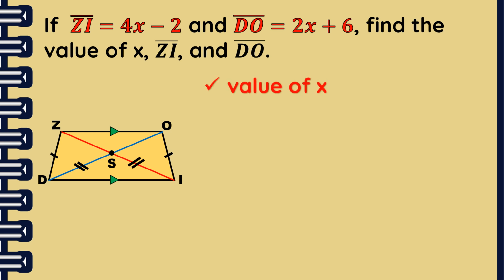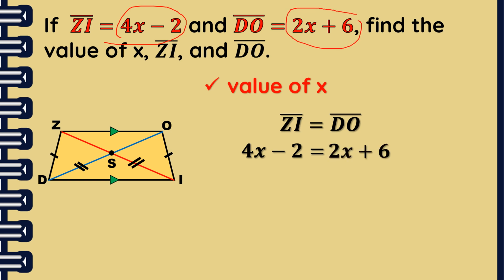We now solve for the value of x. Based on the given, we have segment ZI and segment DO. These two segments are the two diagonals of the isosceles trapezoid, which is quadrilateral ZOID. And we have said that the diagonals of the isosceles trapezoid a while back are congruent. We then have segment ZI is equal to segment DO. So by substitution, we can solve for the value of x. Segment ZI based on the given is 4x minus 2 and segment DO is 2x plus 6.